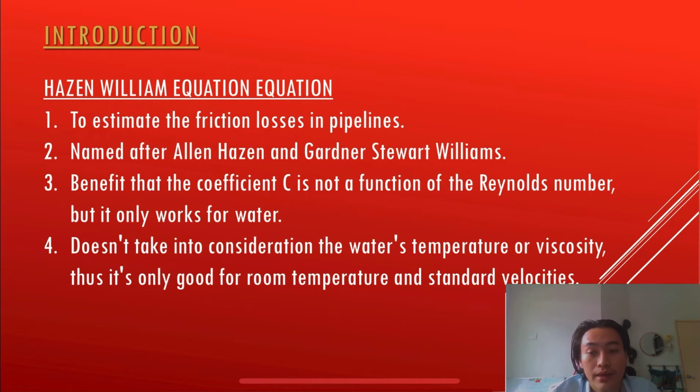Besides, the equation that commonly used is Hazen-Williams equation. It used to solve the problem in piping work, which estimate the friction losses in pipelines. This equation is named after Allen Hazen and Gardner Stewart Williams.